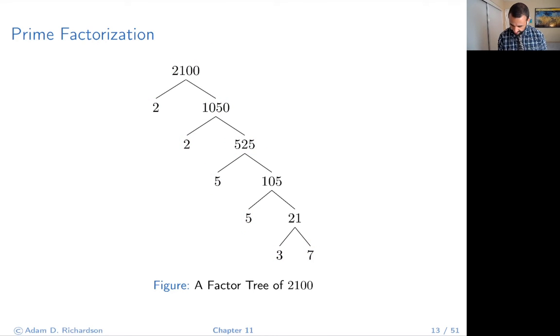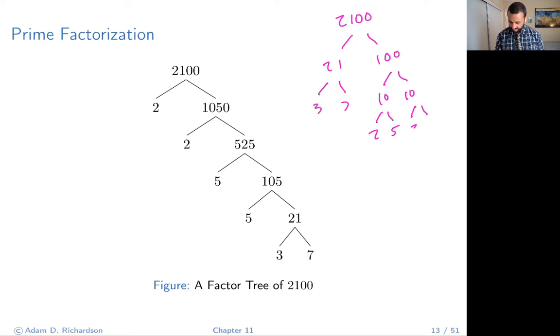So what I'm going to do instead, start up here, 2100. I see that that's 21 times 100. So I'm going to factor it like that. Now 21 is 3 times 7, and 100 is 10 times 10. And that's 2 times 5, and that's 2 times 5. And then I'm going to go ahead and pick out all the leaves, right? Those are all my leaves.